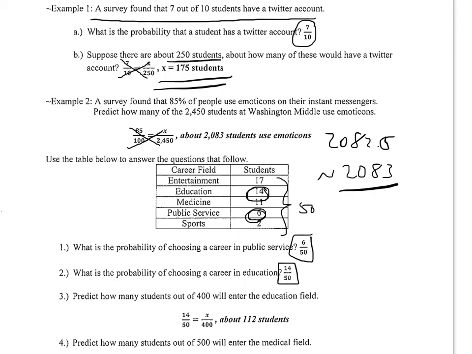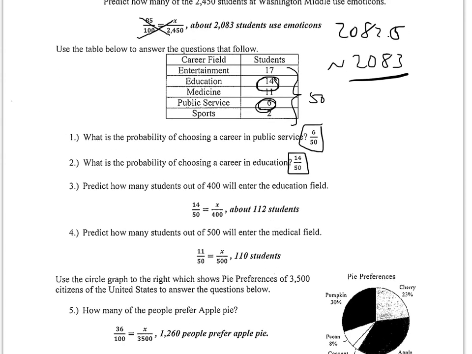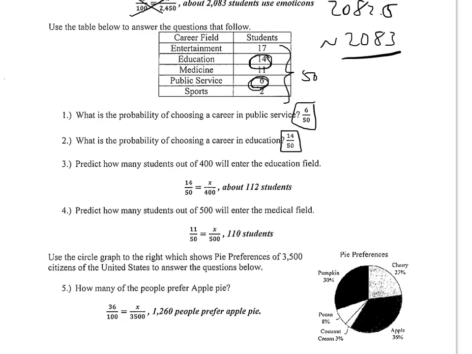Now I'm going to use that to predict how many there would be out of, for question 3, 400. So here's education field, there's 14 out of 50, that's what I know from the chart. I want to know out of 400 though. So again, I solve that proportion by cross multiplying 14 times 400, then divide by the number with x, which is 50.